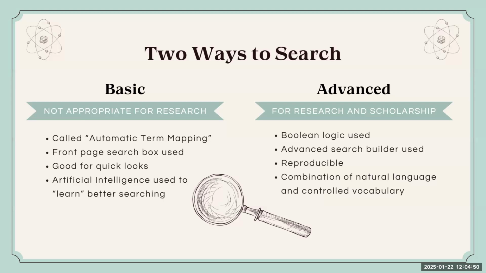Advanced search is used for research and scholarship, and the reason why is because it's reproducible, and in case you want to share your search with somebody, it'll be the exact same for that person because there is no algorithm or AI used. Boolean logic is used. That includes operators such as and, or, and not. The advanced search builder is used. Even though there is a search bar, there's a little advanced option, which I'll show you later in our demonstration portion. It is reproducible and is a combination of natural language and controlled vocabulary terminology.